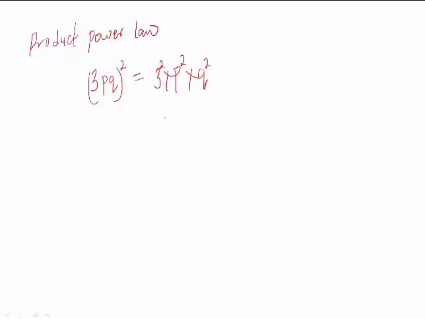Now what this will simply give me is 3 raised to the power of 2, which means 3 times 3, that will give me 9. P raised to the power of 2 will be P squared. Then Q raised to the power of 2 will give me Q squared. And this is what my answer will be. So what this simply says is, when you have AB raised to the power of X, all you need to do is raise A to the power of X and B to the power of X. That is the product power law.